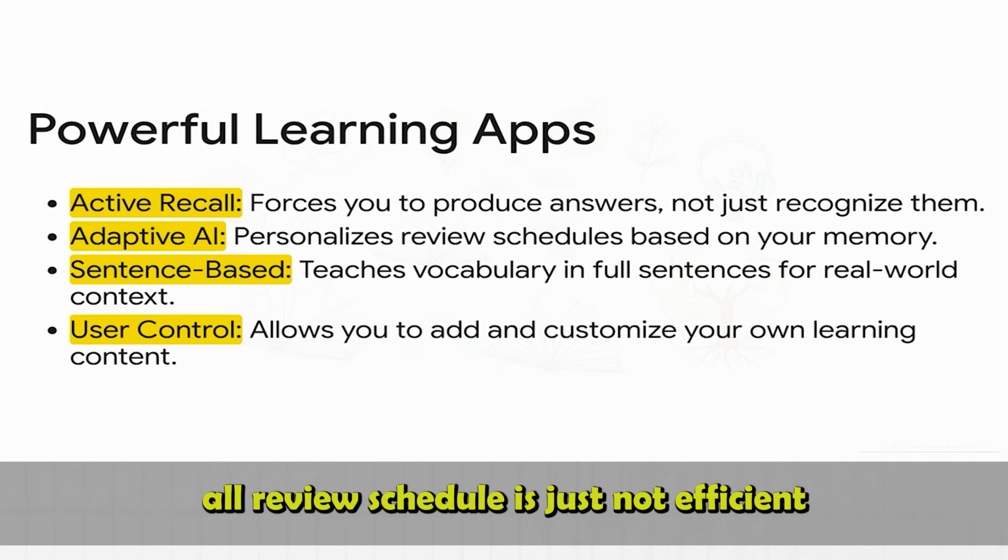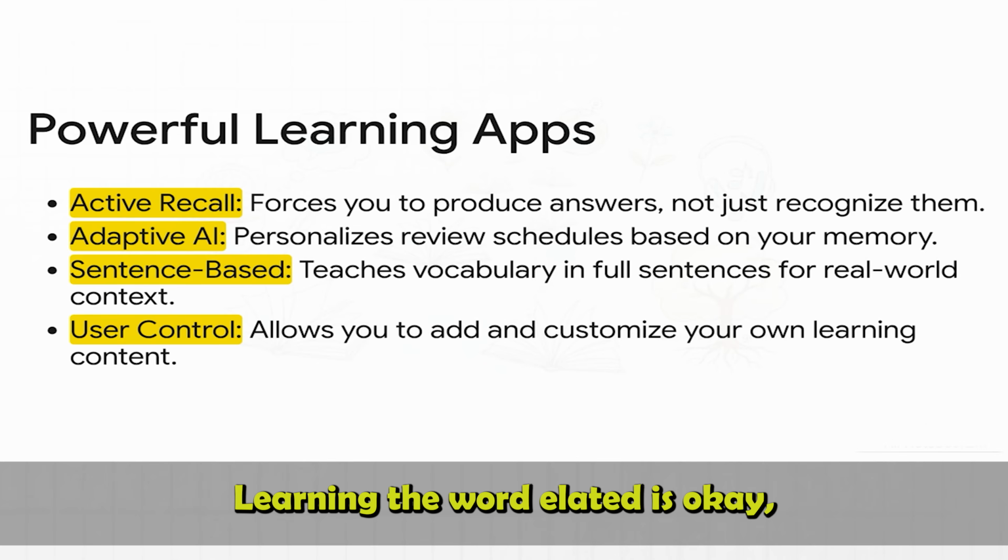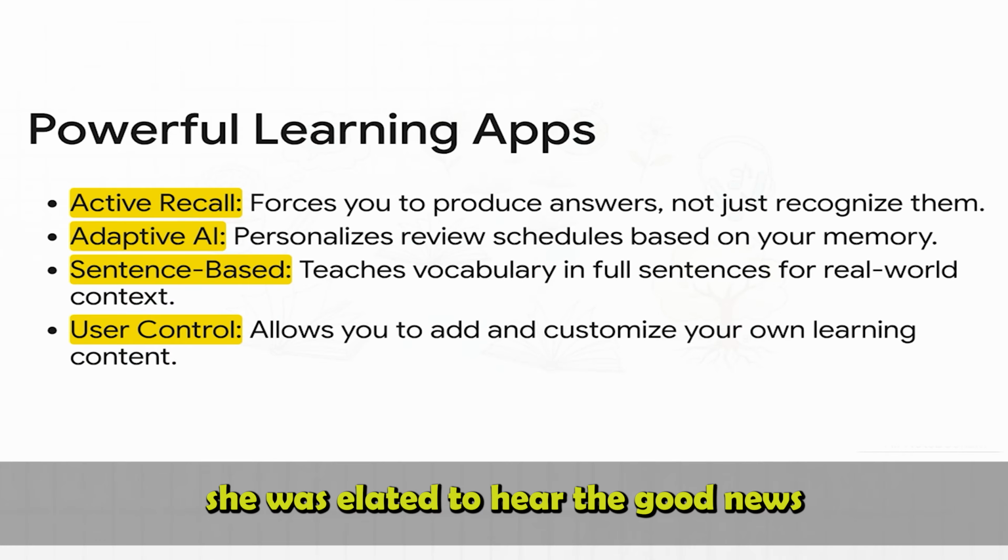Third, it has to prioritize sentence-based learning. Memorizing words in isolation is a classic beginner's trap. Real fluency comes from understanding how words dance together in natural sentences. Learning the word elated is okay, but learning the sentence, "She was elated to hear the good news," teaches you the word, the grammar, the context, and the correct usage all in one go.